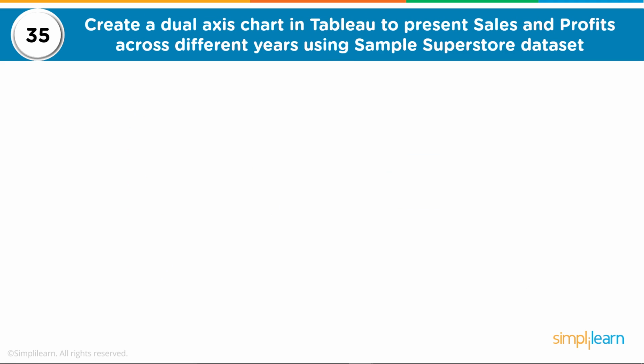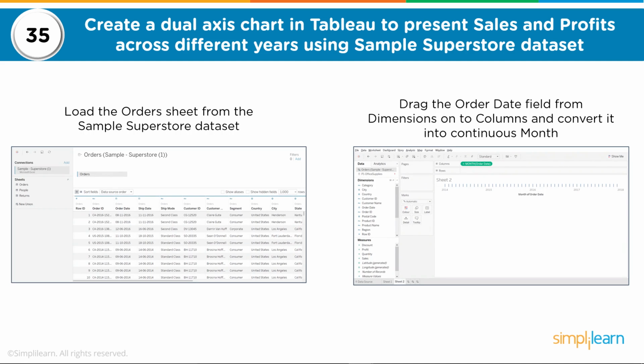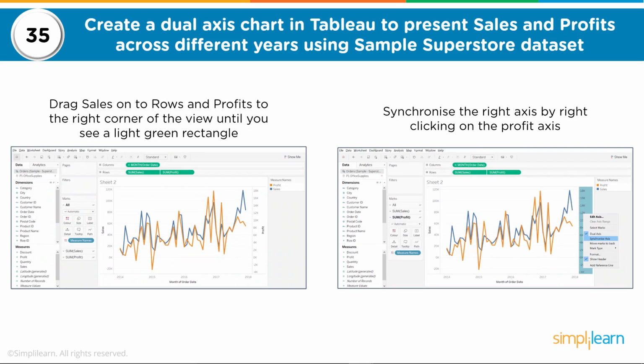Let's work to create a dual axis chart in Tableau to present sales and profits across different years using the sample superstore dataset. Load the orders sheet from the sample superstore dataset. Drag the order date field from the dimensions onto columns and convert it into continuous month. Drag sales onto rows and profits to the right corner of the view until you see a light green rectangle.